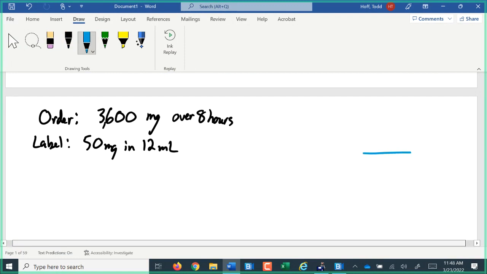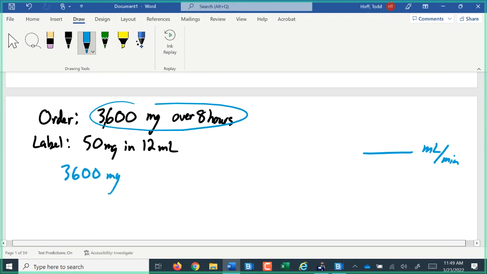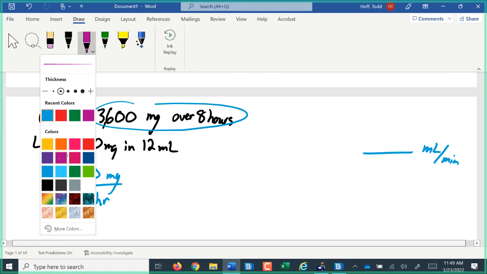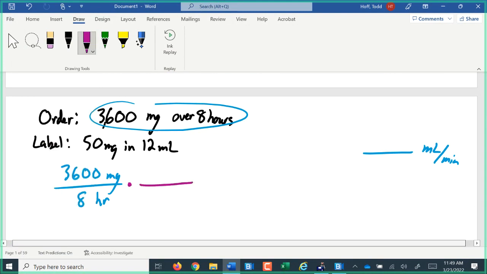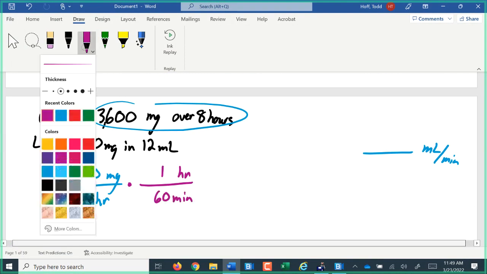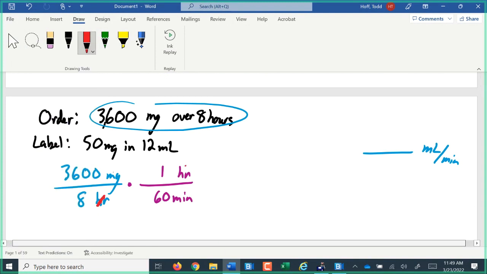So again, let's find our flow rate in milliliters per minute. So we start out with the order. 3,600 milligrams over 8 hours. Next, we'll get rid of the hours. Hours go on top so they cancel. 1 hour is 60 minutes. Milligrams per minute, which is close. The minutes are good. We just need to get rid of the milligrams.